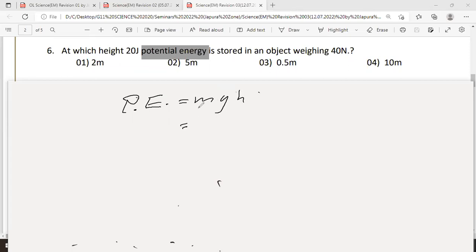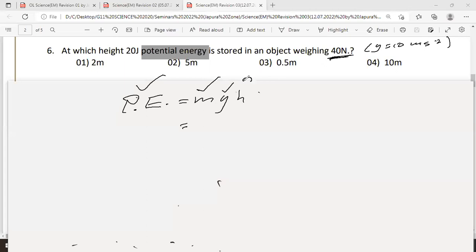They ask from which height the potential energy is given, right? G, gravitational acceleration, they will usually give that in the exam. If you want to write it here, g is 10 m/s², the gravitational acceleration of the earth is constant. So g is known. m is also known, because the weight is given. If you know the weight, you can find the mass.